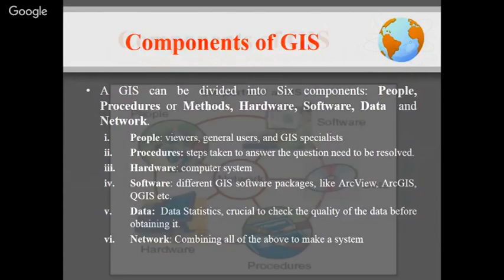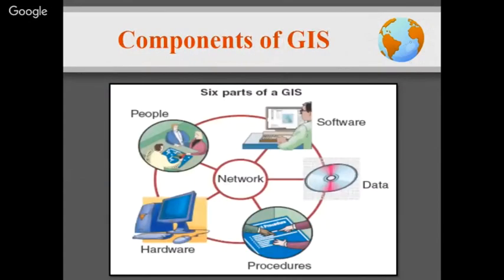Now, this is how you can see the components of GIS. You have people, you have hardware, you have procedures, you have data, you have software, and this in network is called GIS. And this is how GIS works.